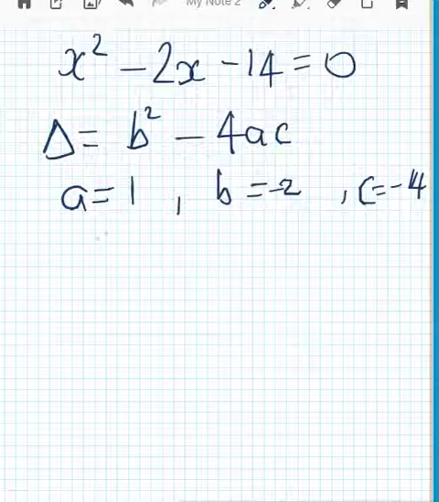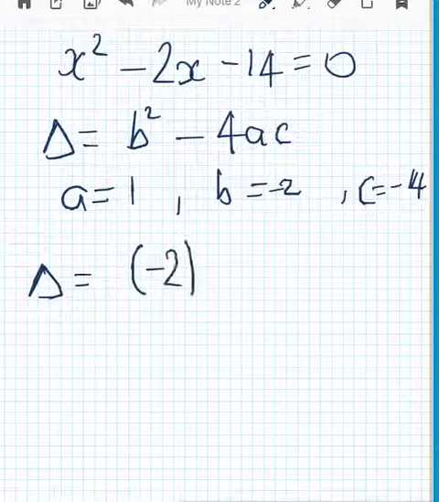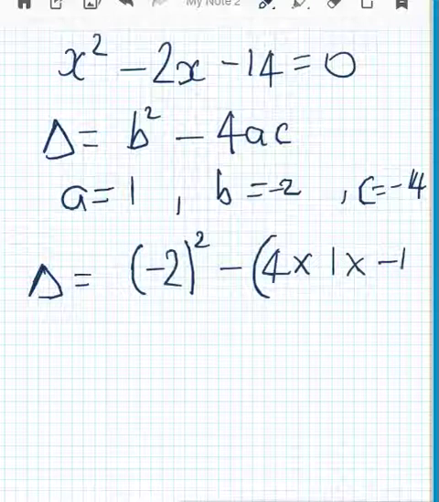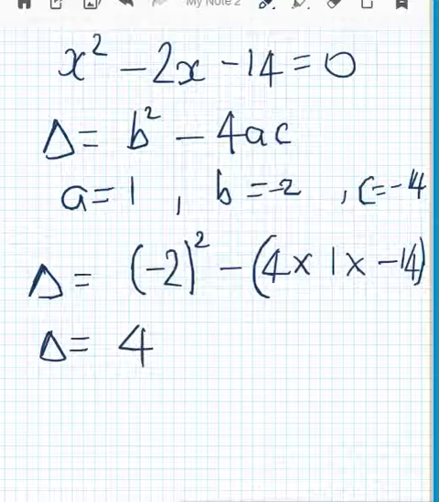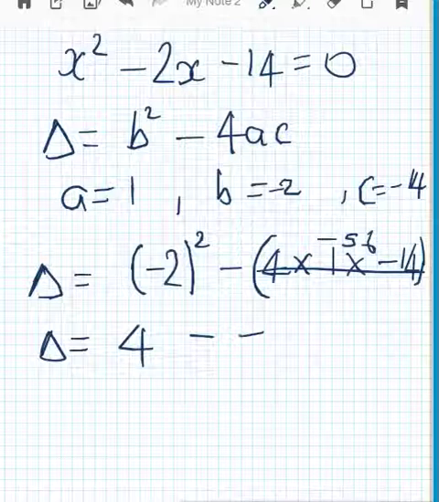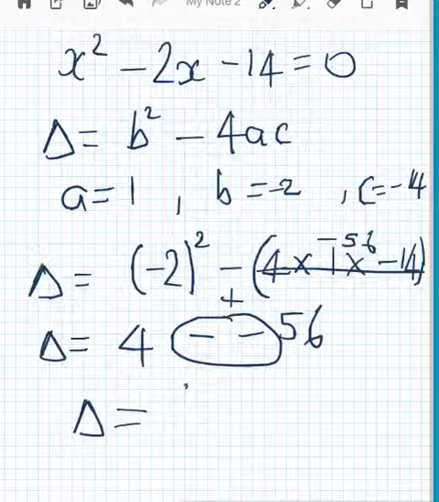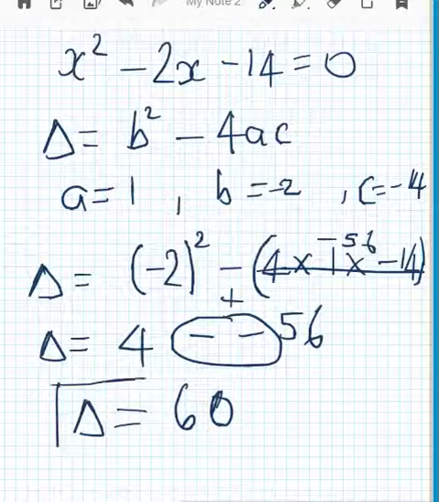And let's substitute these values in. So we end up with negative 2 squared minus 4 times a times c, which is 1 times negative 14. So negative 2 in brackets squared gives us a positive 4, minus 4 times 1 times 14. So in here we get negative 56. And two negatives make a positive. So we end up with 60. And there's our discriminant. It equals 60.